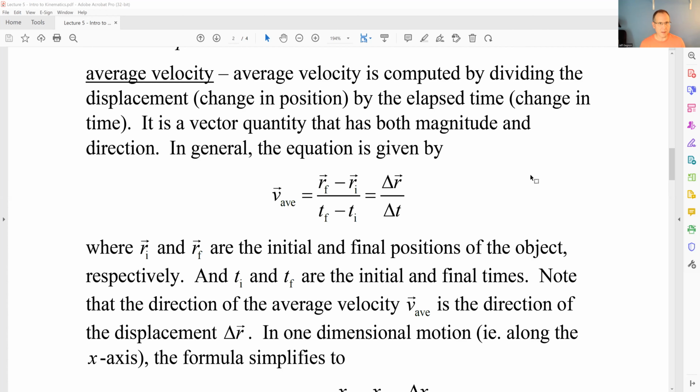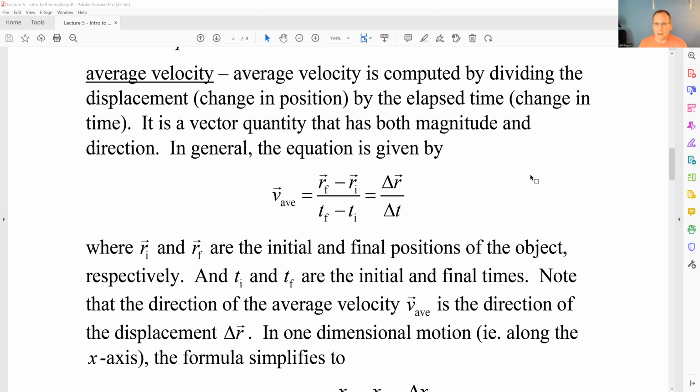Okay, some more definitions. The next definition is average velocity. Average velocity, again, is a vector, and it's computed by dividing the displacement, which is a change in position, by the change in time, by the elapsed time. Since it's a vector, it has both magnitude and direction.